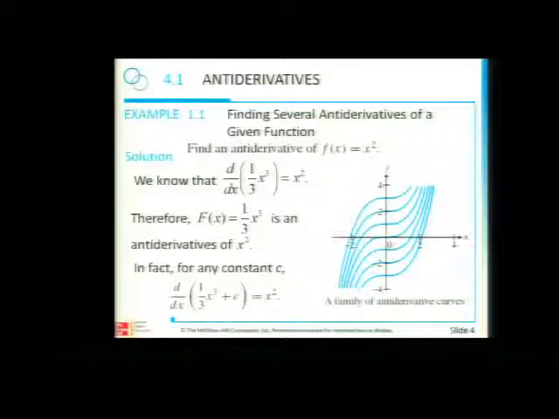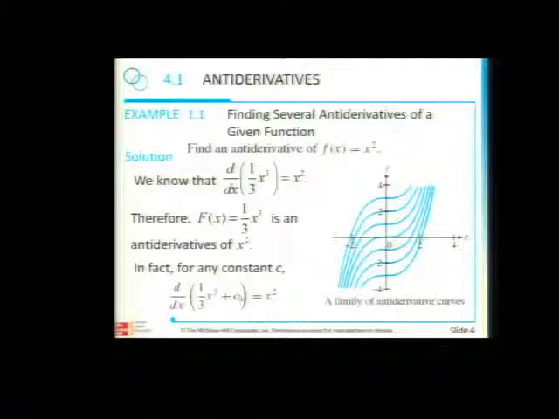So is 1/3 x cubed the only antiderivative for this given function x squared? The answer is no. There are many, many others. For example, 1/3 x cubed plus a constant is also another antiderivative of the same function x squared. The reason is because when you differentiate 1/3 x cubed plus a constant c, you still get the same function x squared as given by the question, isn't it?